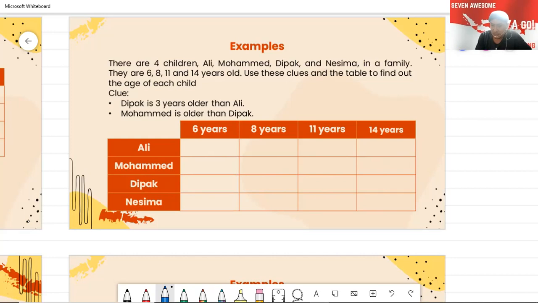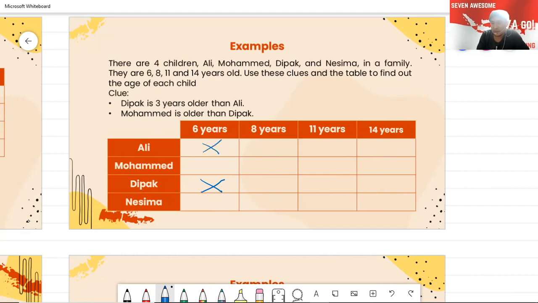Deepak is 3 years older than Ali. So it means Deepak can be 6, right? And Ali, let's see, 3 years older. Now let's find a combination of numbers which has 3 as a difference.